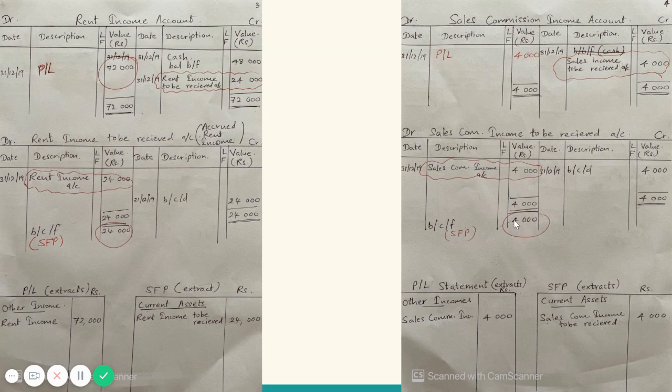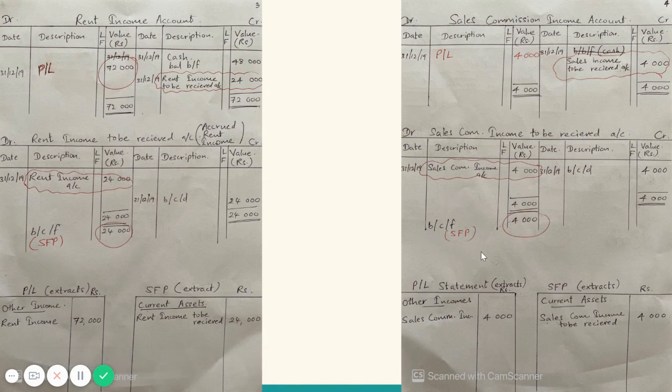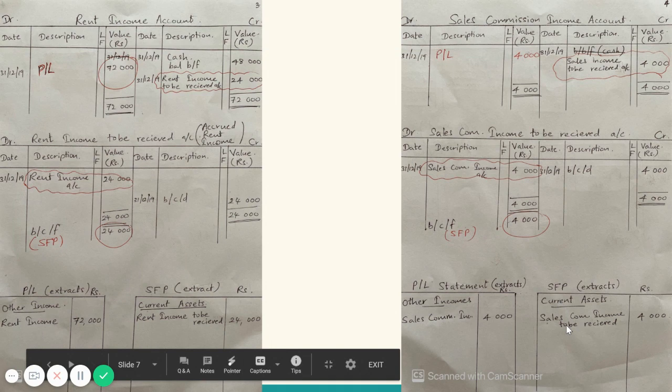But in the sales commission example, the whole amount has not been received. So we are newly going to keep an account for that. We are opening up a new account called sales commission income account, which we are crediting with the full amount to be received, 4,000, and debiting sales commission income to be received account or accrued sales commission income account. So after balancing the account, the total 4,000 will be shown under the profit or loss statement under other incomes, and the debit balance of sales commission income to be received will be shown under current assets. Sales commission income to be received 4,000.